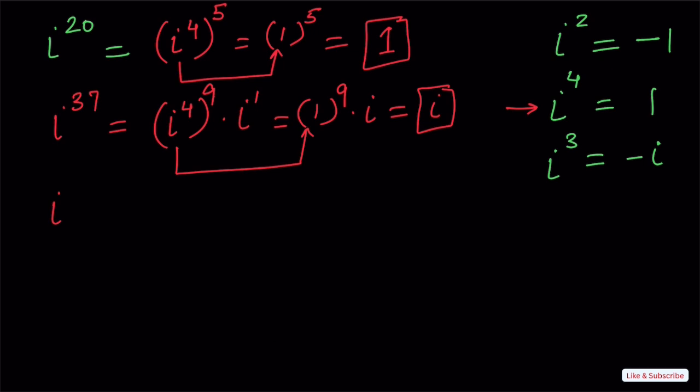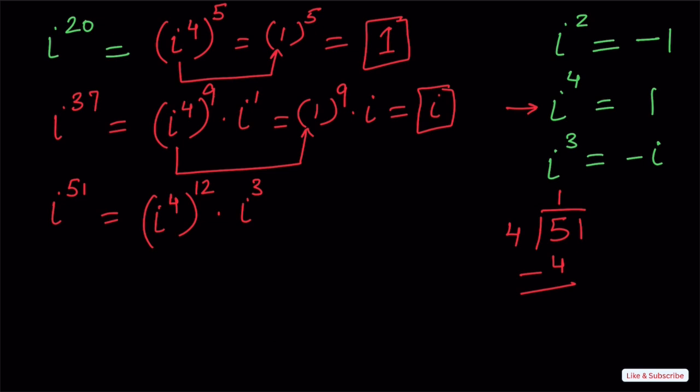Consider this example, i raised to the power 51, which equals i raised to the power 4. Now 4 times what gives you a number less than or equal to 51? That is 12, and we have 3 more powers left. You can check this out, or you can solve this with the help of long division. Now I'm dividing 51 by 4. 4 times 1, that's 4. Now 51 minus 4, that's 1, and bring that 1 down. 4 times 2, that's 8. Now what's 11 minus 8? 3. So there are 12 complete powers of 4 and 3 separate, which is on the side.